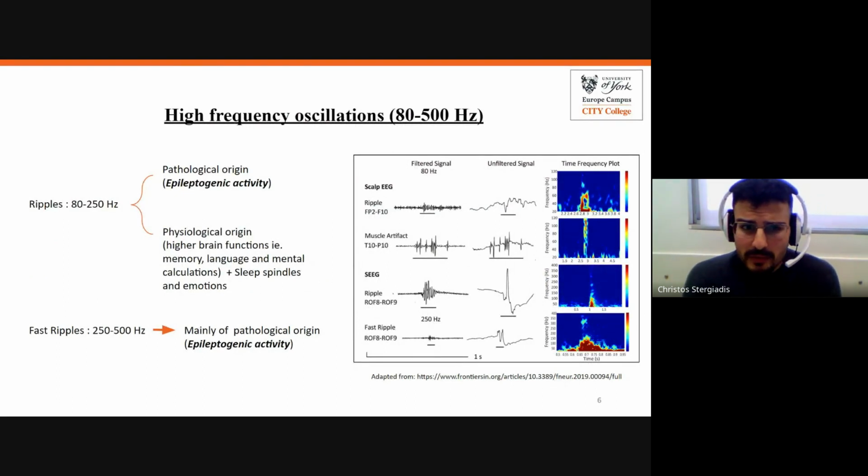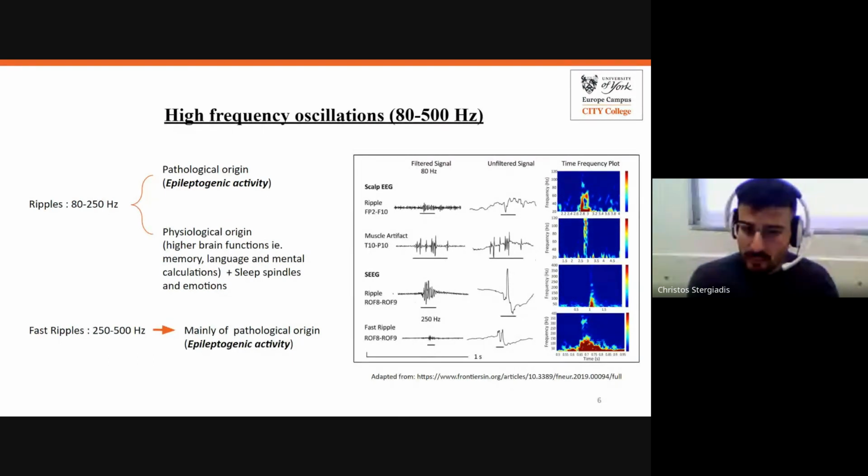So we talk about high-frequency oscillations, but we didn't give, let's say, a definition. High-frequency oscillations are, as you saw previously, oscillations in an electroencephalographic signal between the frequencies of 80 and 500 Hertz, so they are very rapid events. They are usually divided into ripples, the lower end, and fast ripples. Ripples can come either from pathological, so epileptogenic, activity, or from physiological activity. So all of us, at some point during our day or week, produce high-frequency oscillations. They are mainly linked to higher brain functions like memory or language, or to sleep.